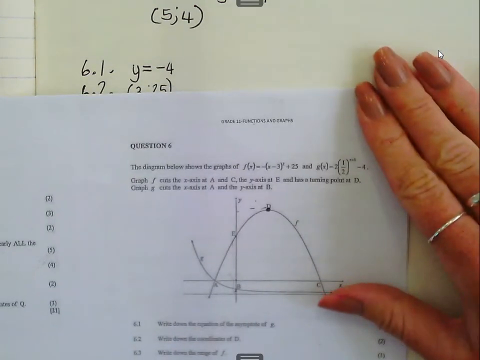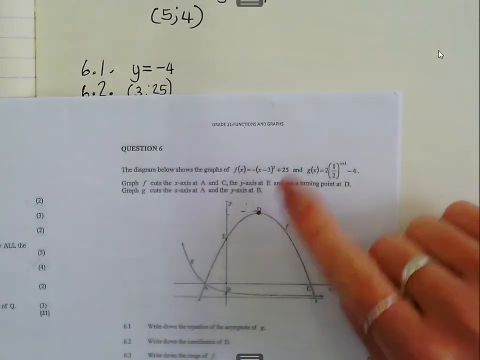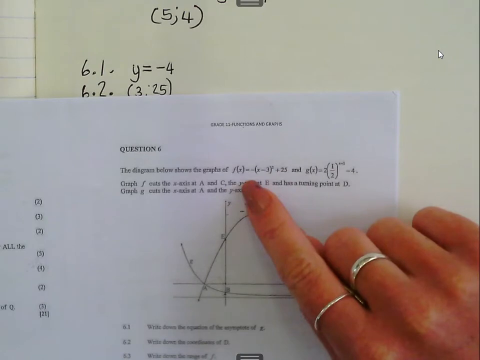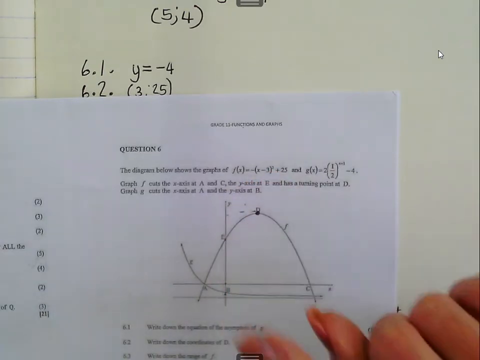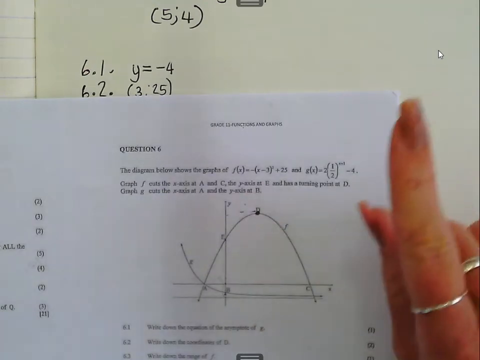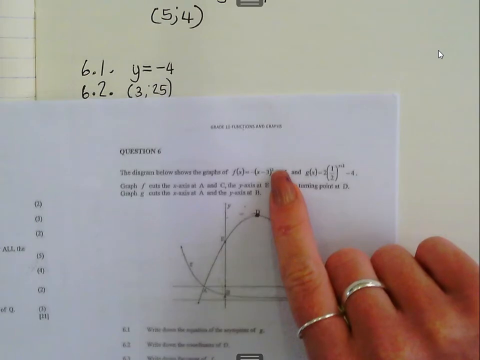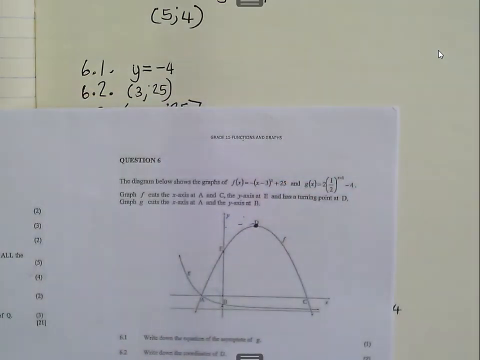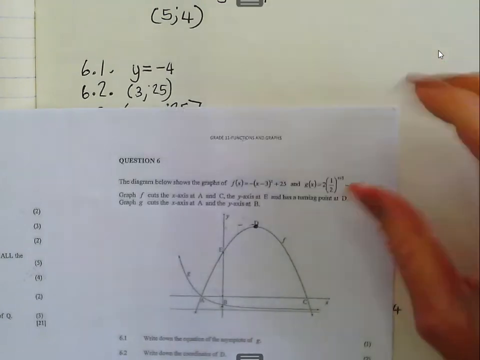The next one was write down the coordinates of d. We got that answer also from the equation, but of the quadratic function, where we said the turning point is (-p; q). So it's going to be -3, which makes it +3, and 25, you take it as it is.